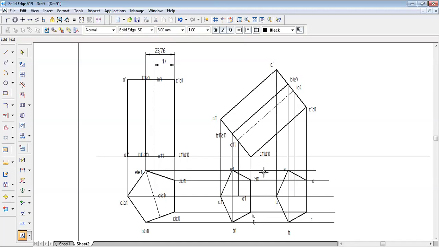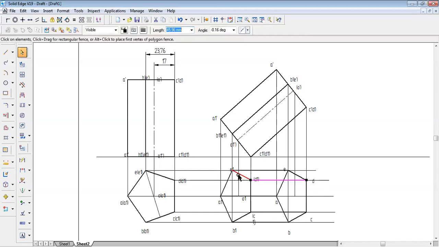D1 should be inside the bracket. Then afterwards, all the lines connecting these sides should be hidden. That's totally 5 lines that connect to these points. So make all these lines dotted lines, like this.